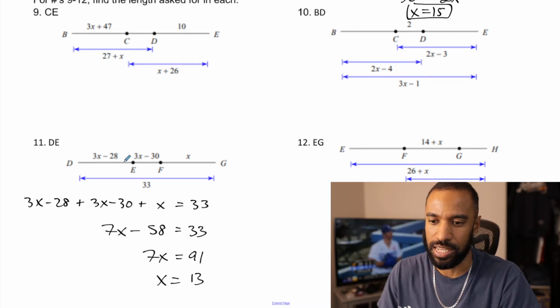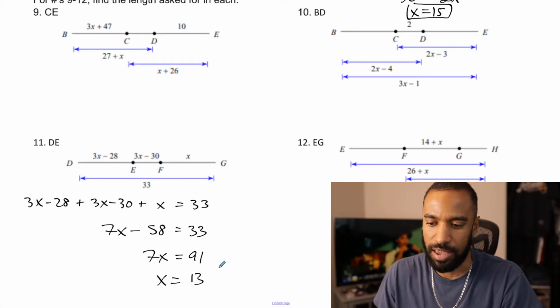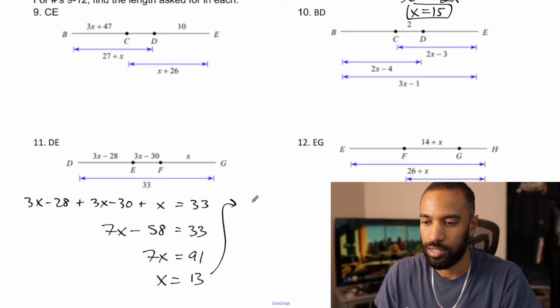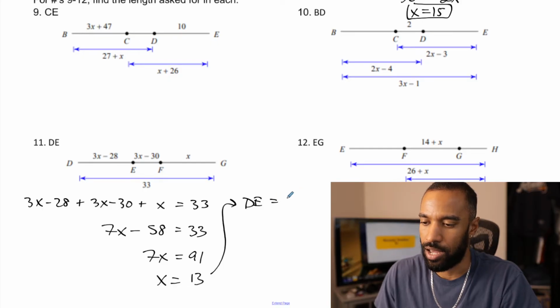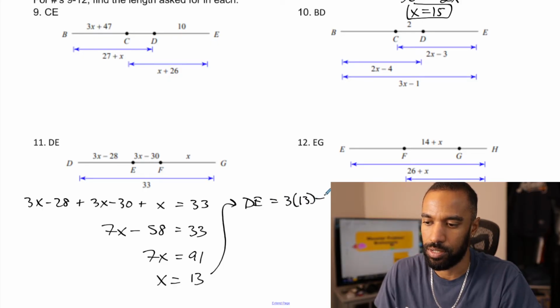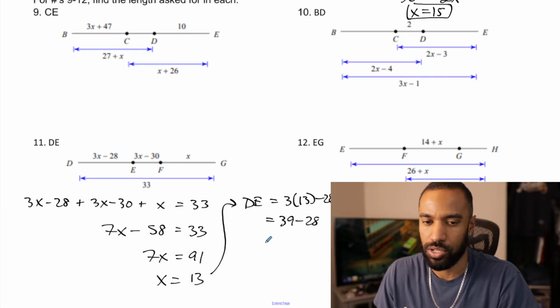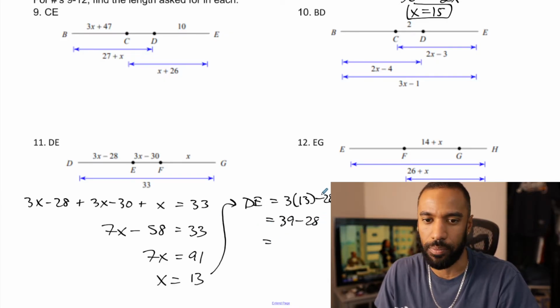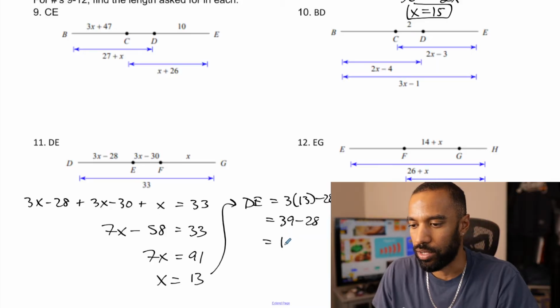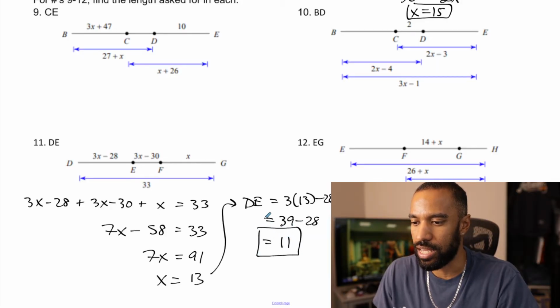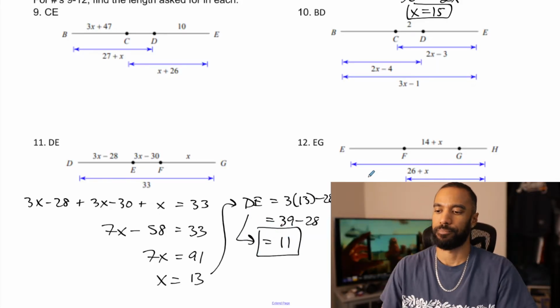Now, I'm not done yet. I've got to find the length of DE. DE means I have to take 13, that x value, and substitute it, where you'll get 39 minus 28, I'm sorry, that's a 28 right there. I know I'm cutting it off. So DE is 11.